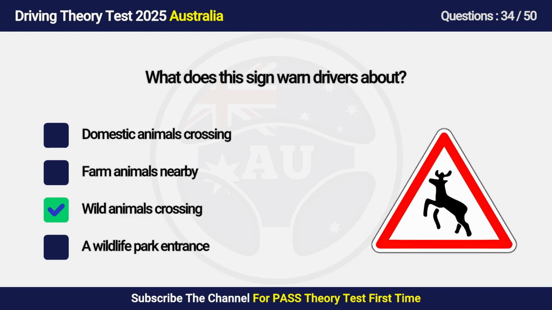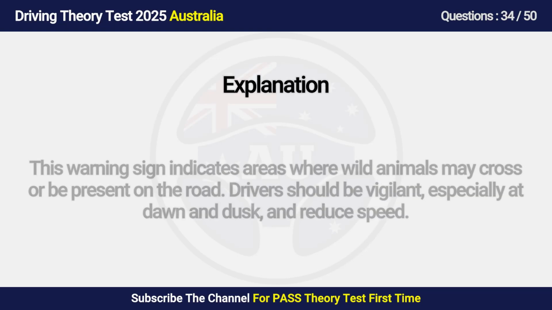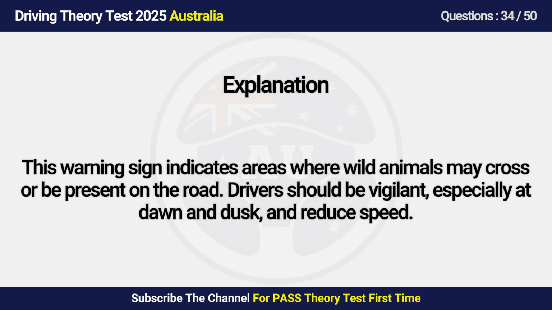Answer is C. Wild animals crossing. This warning sign indicates areas where wild animals may cross or be present on the road. Drivers should be vigilant, especially at dawn and dusk, and reduce speed.